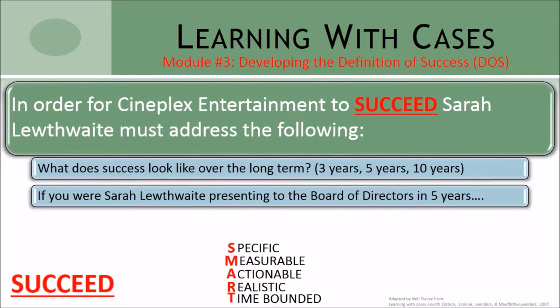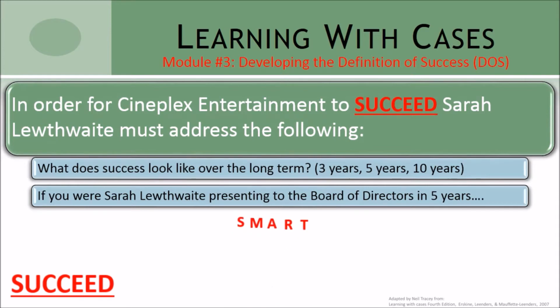We also want to make sure that the definition of success is realistic, that it's something achievable. This will help to ensure that everyone will be on board and motivated to pursue the objective. And finally, it must be time-bounded, in that we should have a time frame in which we expect to achieve this definition of success. Ensuring that our definition of success is smart is not enough.